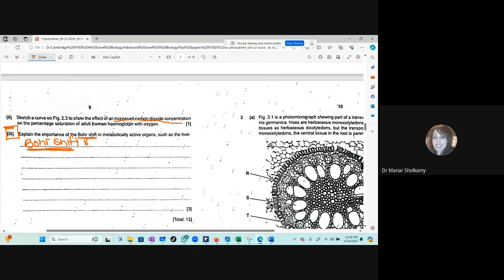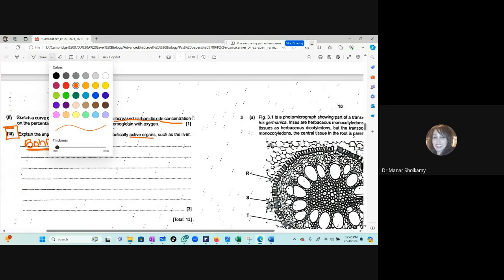I don't know why you don't give me an answer. What is the Bohr shift, what is its importance, how does it shift when you are exercising or in active organs, and why does it shift? We did not take this? We mentioned this 100 times.